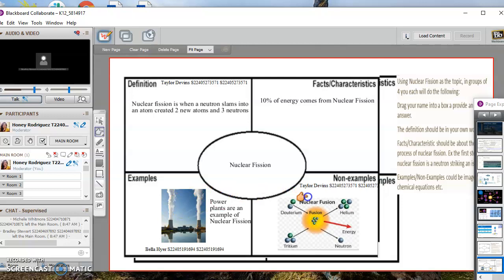And then Taylor said, well, we haven't talked about nuclear fusion, which we will do on Thursday, but this is a non-example of nuclear fission, because in nuclear fission we have that neutron breaking apart. And then in nuclear fusion, we have things fusing together, and this is the process that our stars and our sun are doing to get their energy.